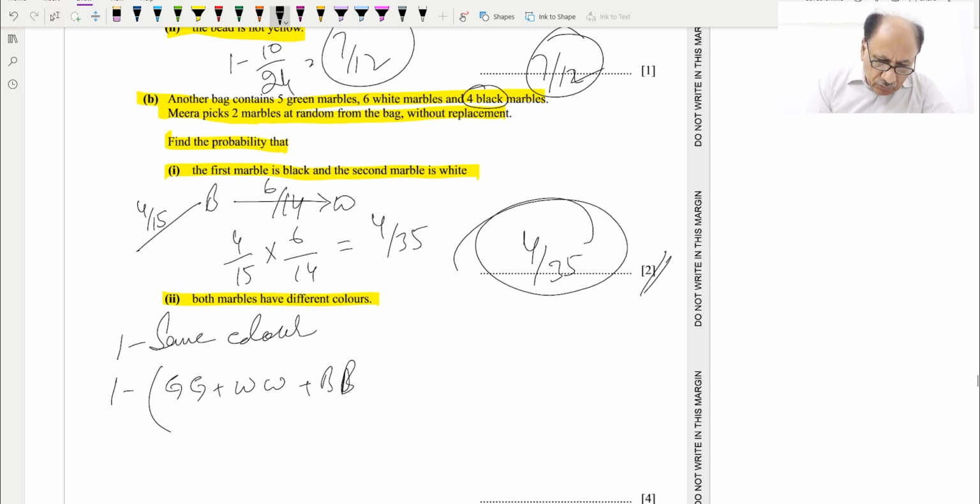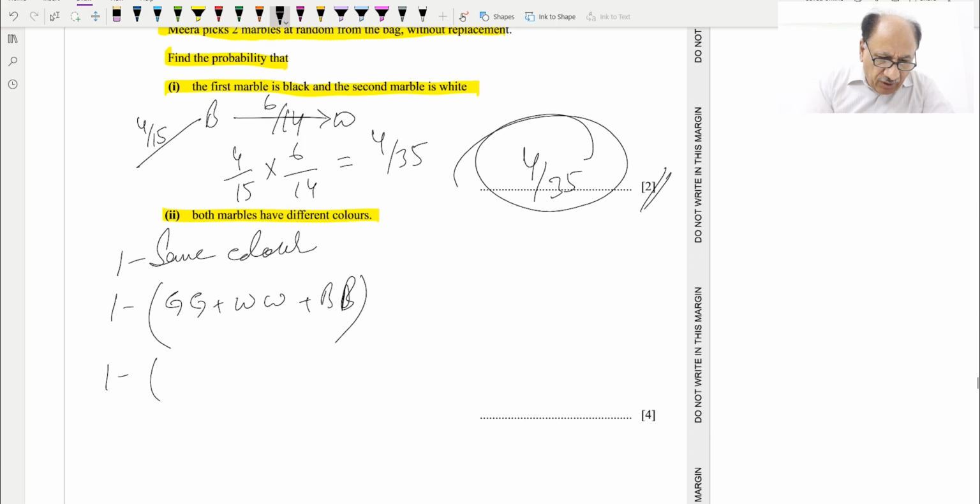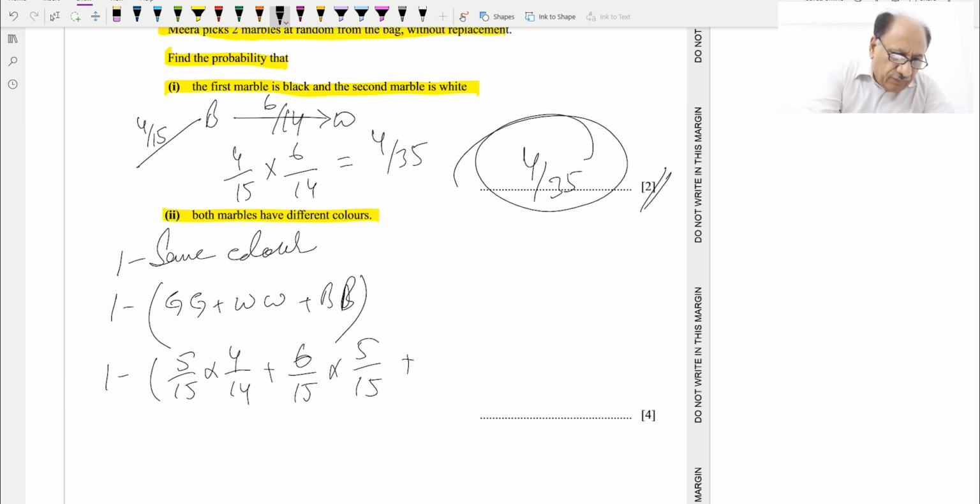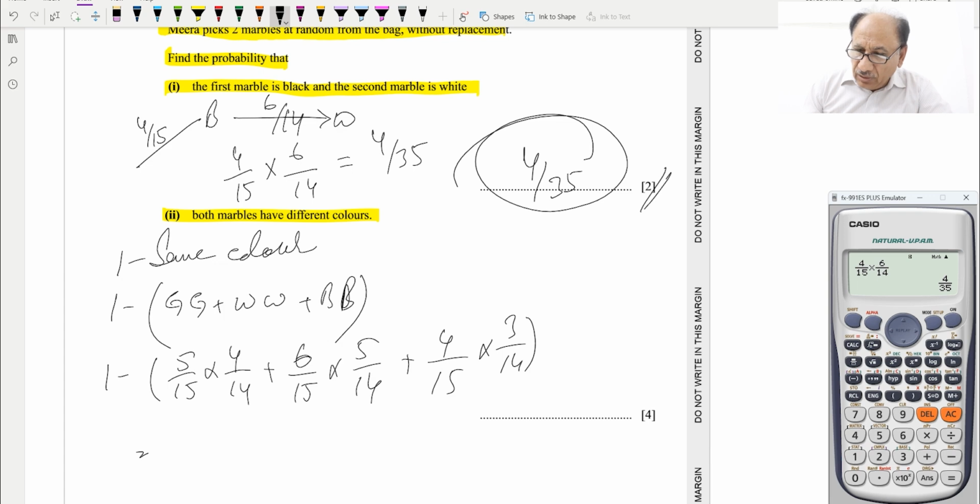So 1 minus green probability will be what? 5 by 15, and the second one will be 1 less, 4 by 14, plus white are 6, so 6 by 15, and 5 by 14. And next, there are how many? 4 black, so 4 out of 15 into 3 out of 14, and this is what we need to calculate, and that will be our answer.